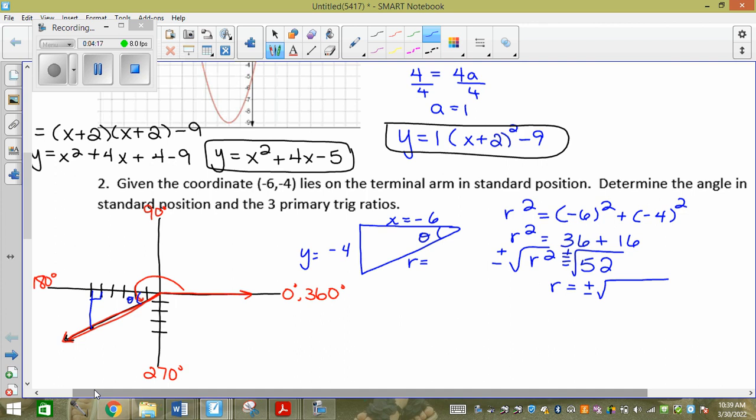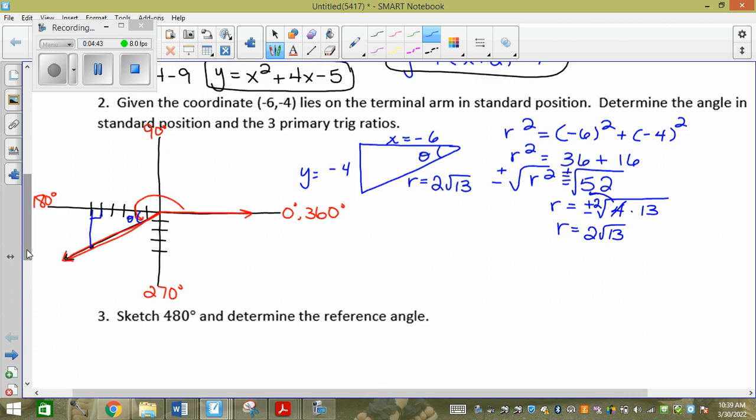Root 52 breaks down into what and what? 4 and 13. The 4 comes out and it is a 2. So I'm going to get r equals 2 root 13. Why am I not taking the negative sign? Because it can't be negative, because it's a radius and radius is a length measure. We agree? Okay, so we'll do the trig ratios first, then we'll come back to the angle in standard position.